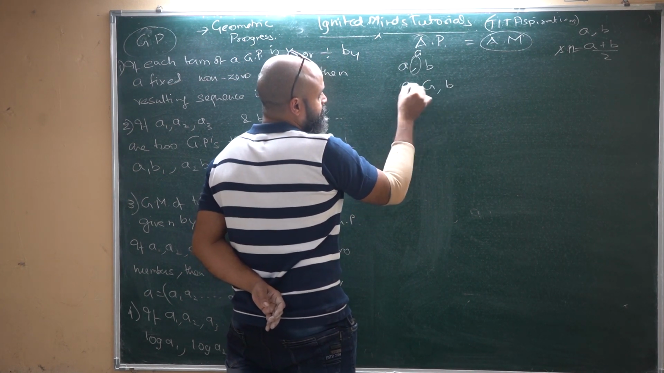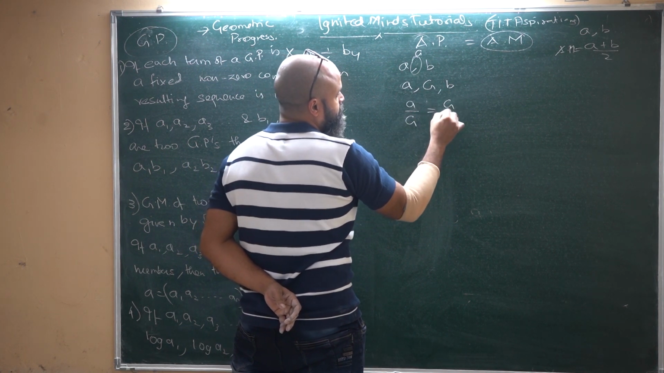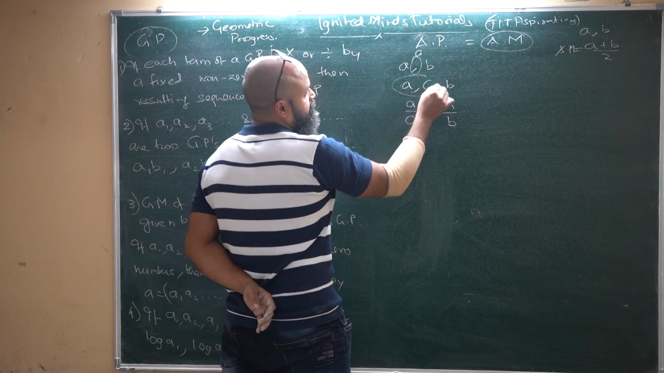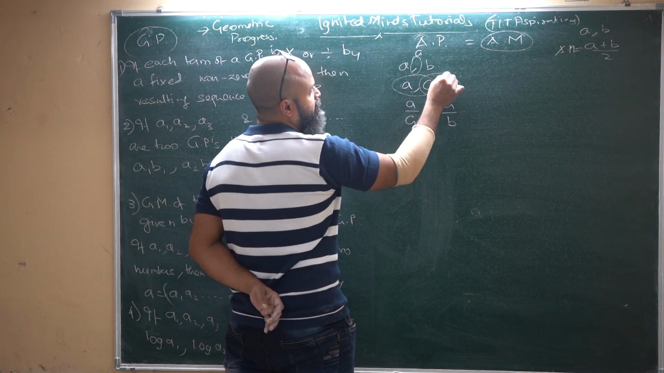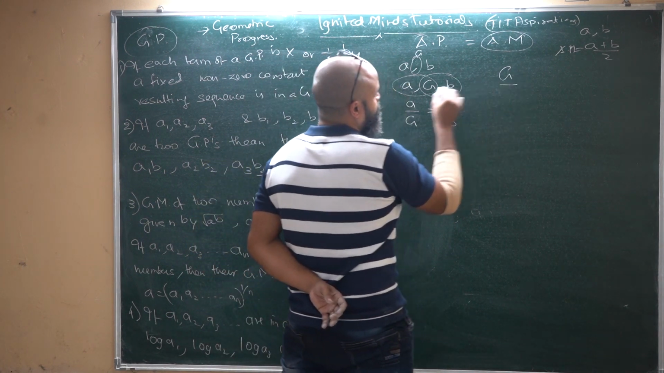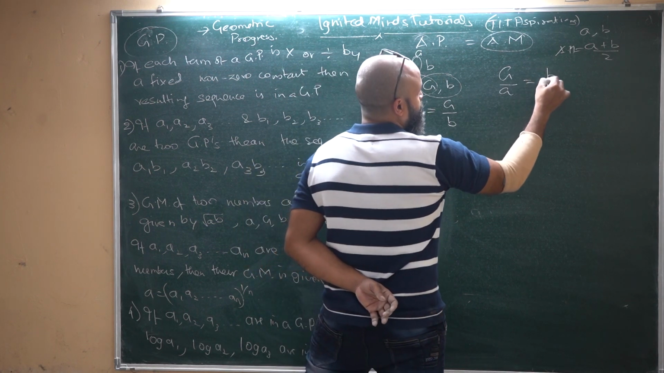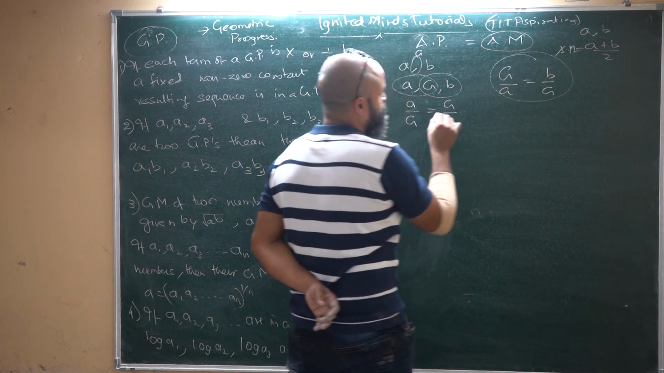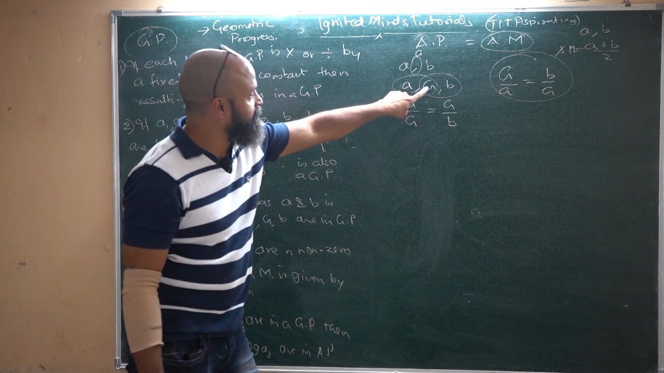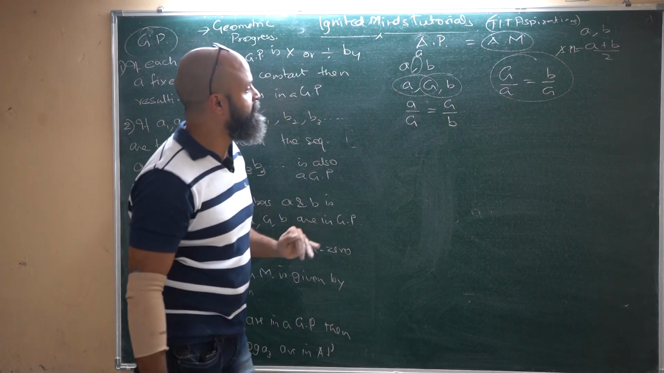So if I divide A by G, I get A by G equal to G by B, because the common ratio for this will be equal to the common ratio for this. So I have divided this by this. We can go the other way around as well. If we divide this by this, then this will be equal to B divided by G. In any case, we are going to get the same ratio. So either we divide the first by the second, or the second by the first, in the same sequence we get this.